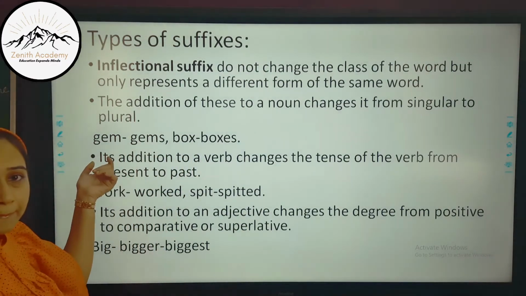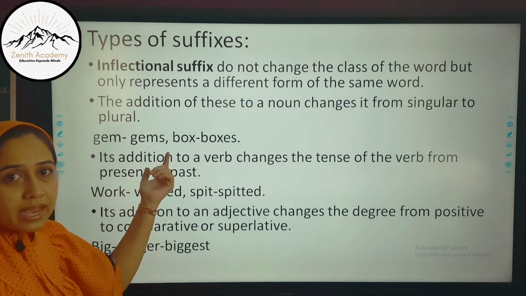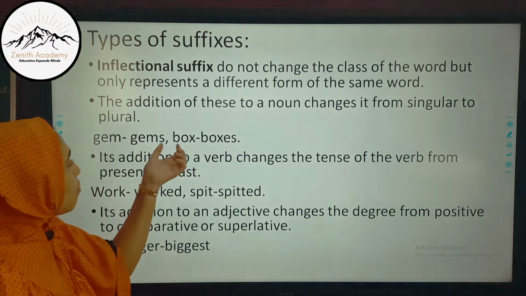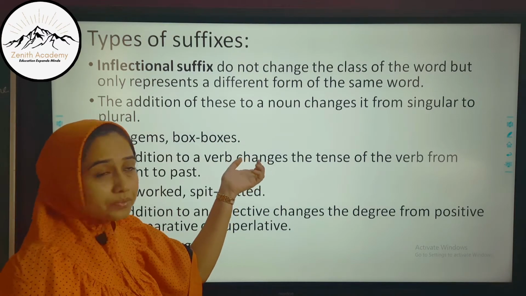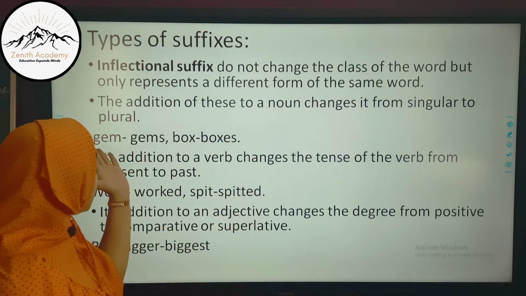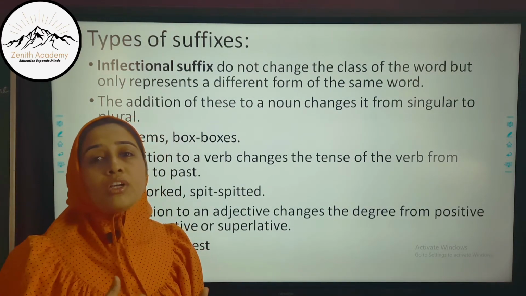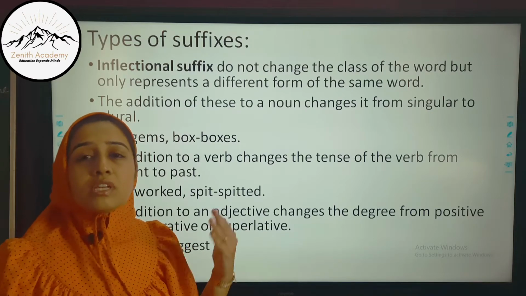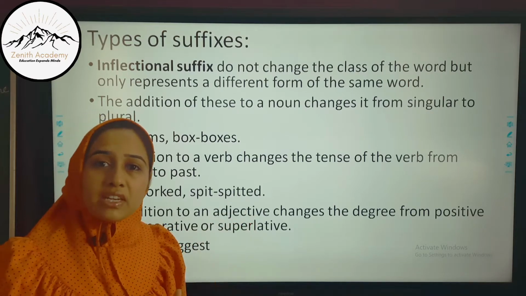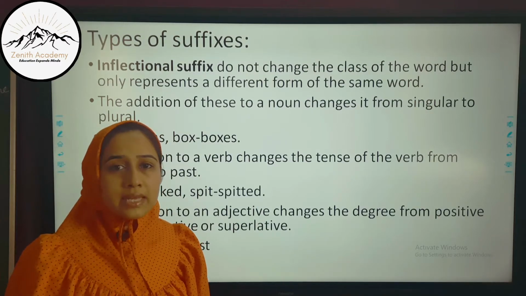For example, gem becomes gems when you add only s. S is the suffix over here. Box becomes boxes when es suffix is added. So gem and box, both the singular words are converted or changed to plural words. So the suffix over here is called as inflectional suffix. The type and the form of the word remains the same.